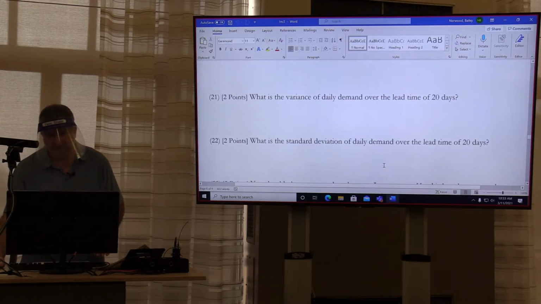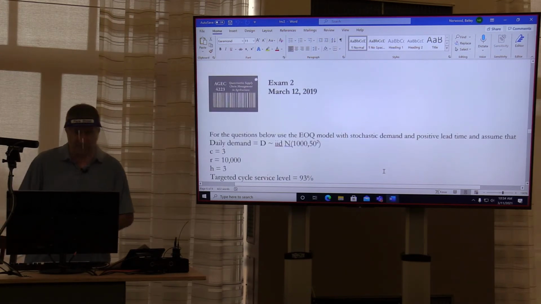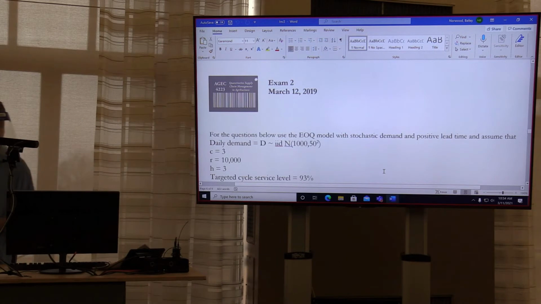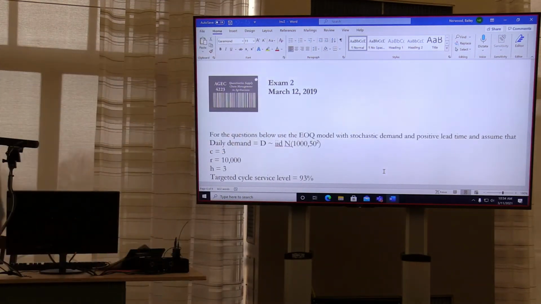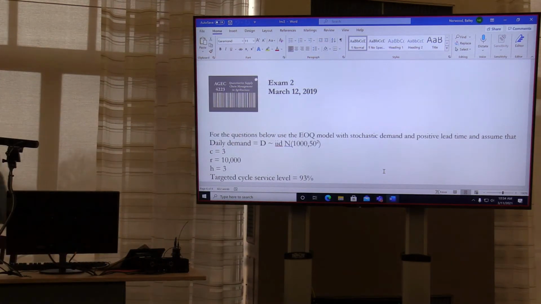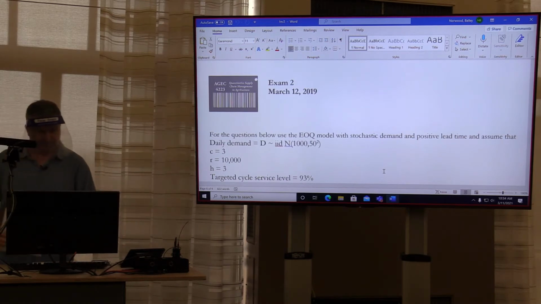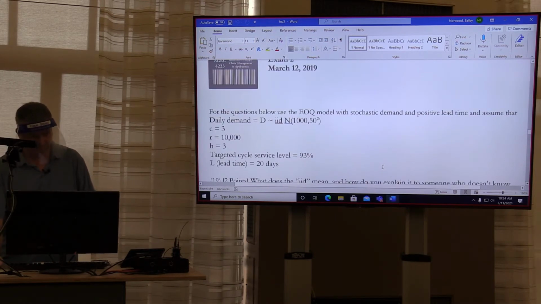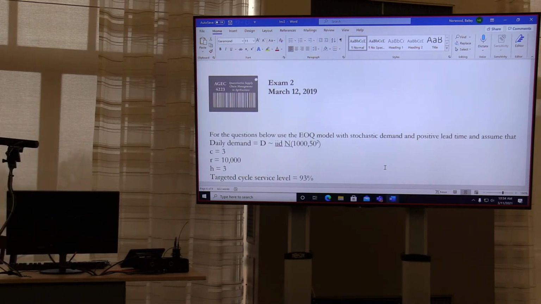You have a handout that was given to you a week or 2 ago. It says Exam 2, March 12th, 2019 at the top. And we're going to be doing number 20 through 24, maybe jump to 26.